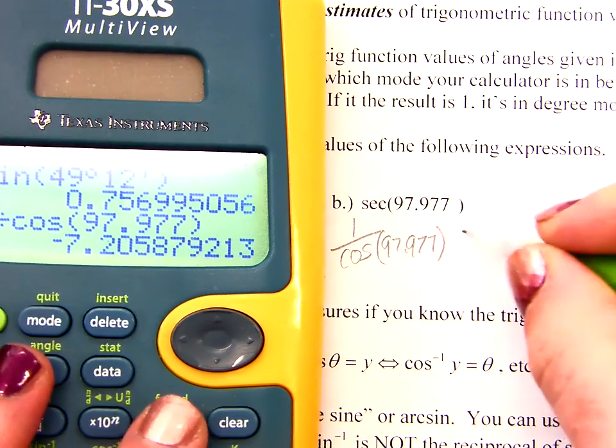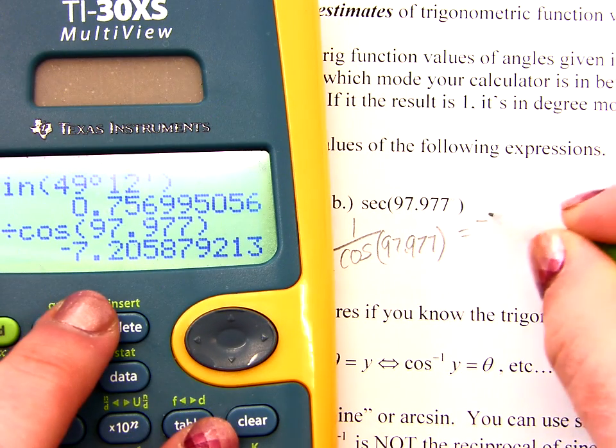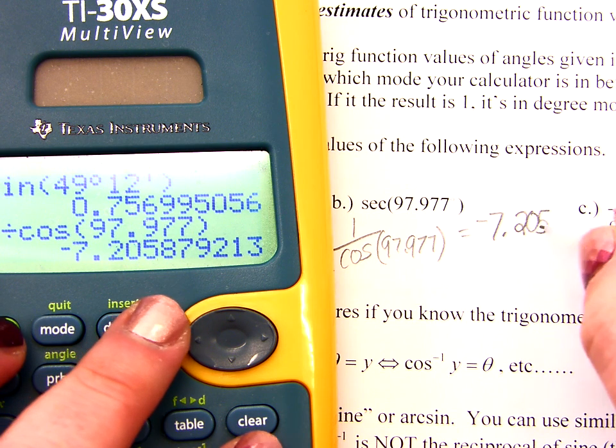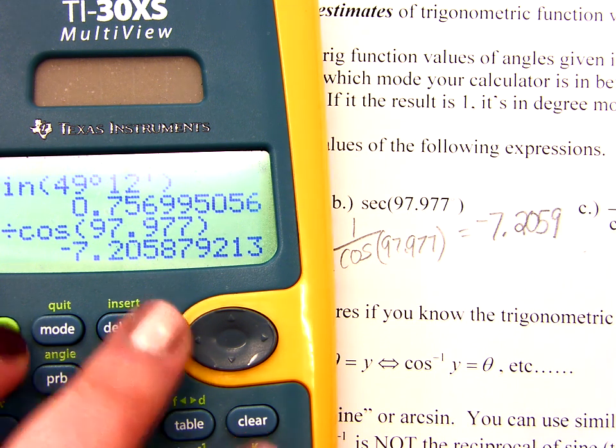Yeah, so remember we're going to go out 4 decimal places. So 2059.